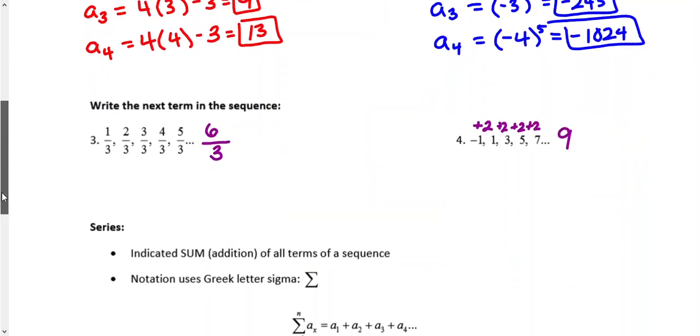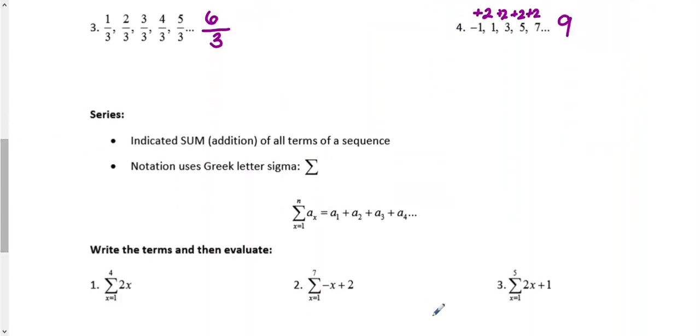Now let's talk about the second half, a series. A series is the sum of a sequence. So we're still going to have a list of numbers, but we're going to add all those numbers up. The way we tell you it's a sum, the way we tell you it's a series, we use this crazy E.